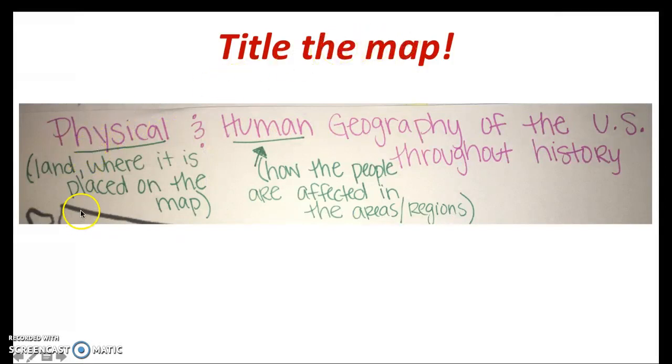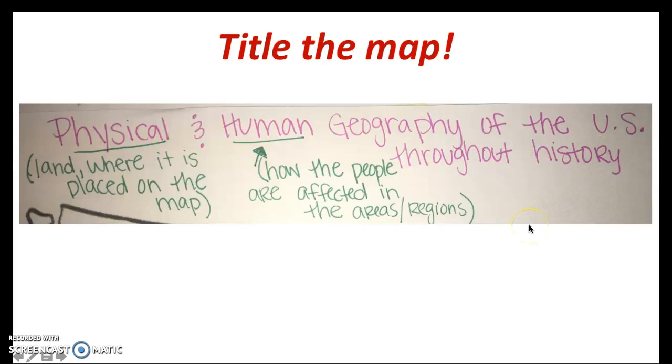So on your paper, you're going to write down: the physical and human geography of the United States throughout history. What we're going to be talking about today is we're going to review geography again like we did last week. So we're going to make another map and we're going to talk about the physical and human geography of the US throughout history.